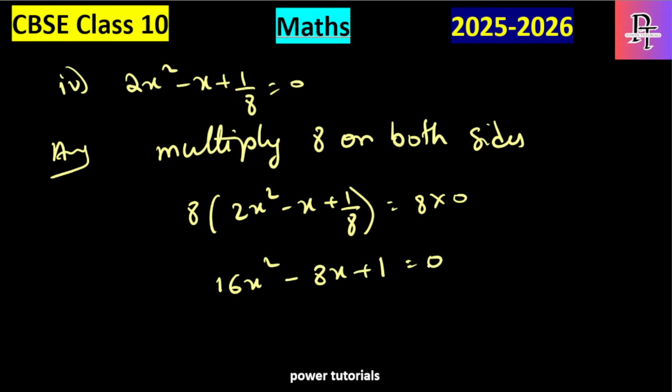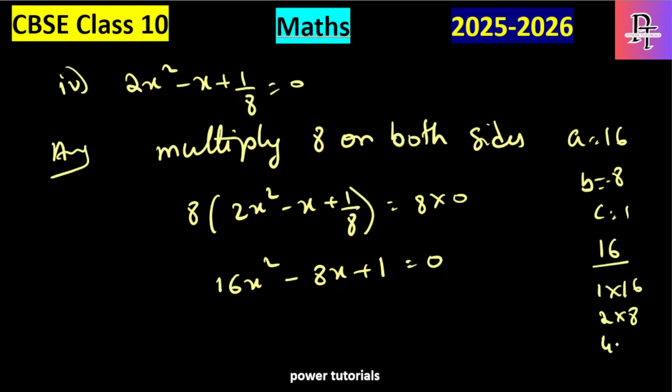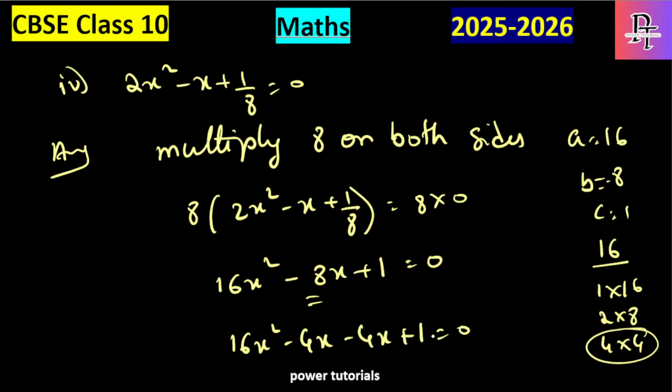So let's write the a, b and c values. The a value is 16, b value is minus 8, and c value is 1. So a into c, which is 16 into 1, is 16. Let's find the factors of 16: 1 into 16, 2 into 8, 4 into 4. Here we want minus 8. So simply use 4 and 4. Minus 4 minus 4 you will get as minus 8. So this becomes 16x square minus 4x minus 4x plus 1 is equal to 0.